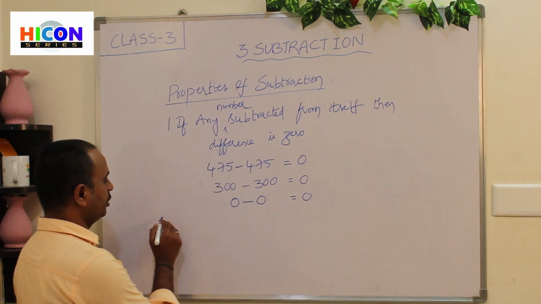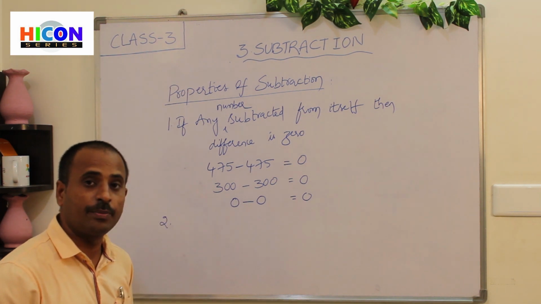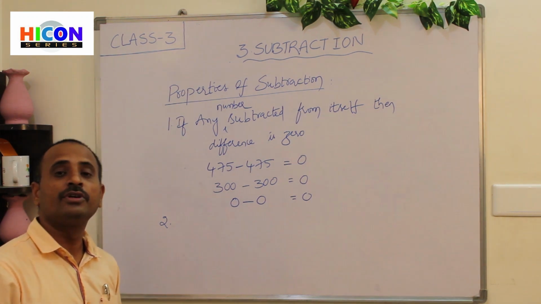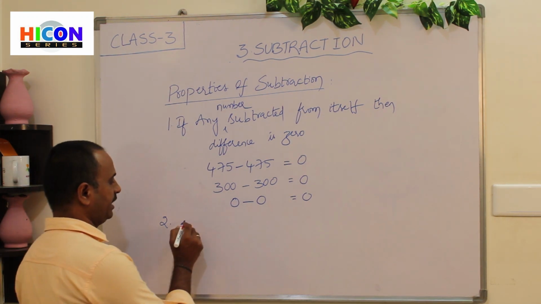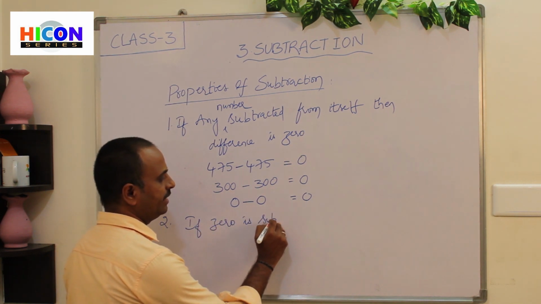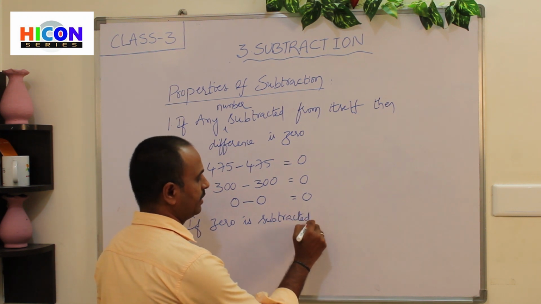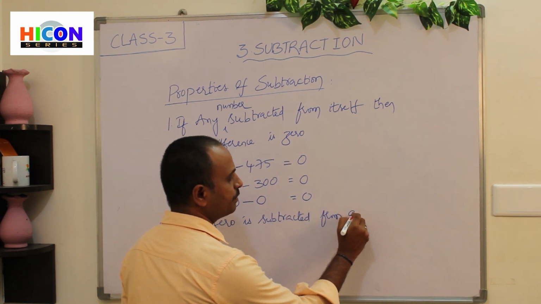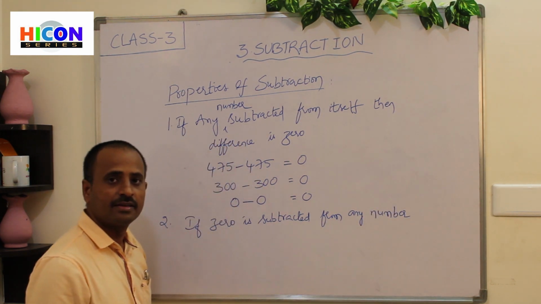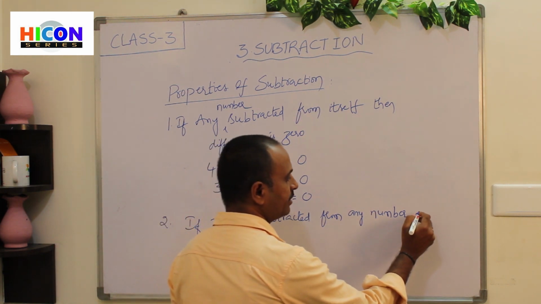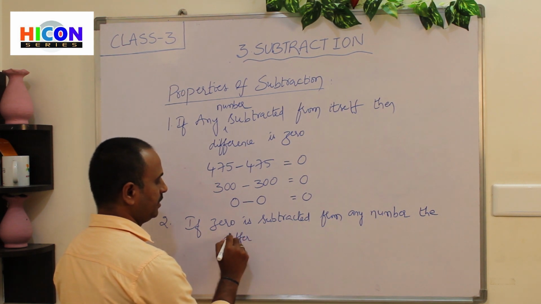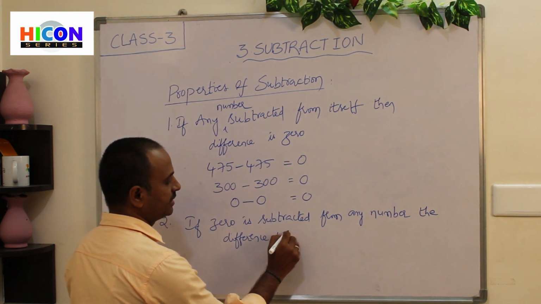Next, what is the second property of the subtraction? This you have already learned in the second class. If 0 is subtracted from any number, then we will get the same number. The difference will be the same number.